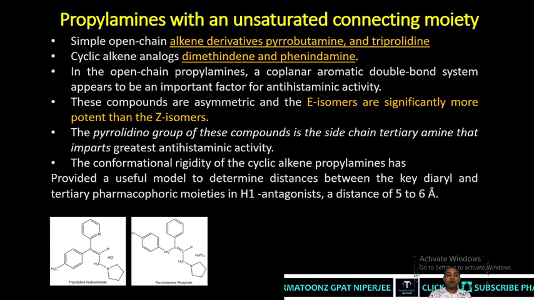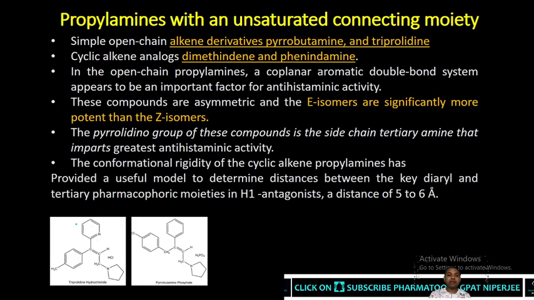So these are very simple structures. If you remember the structure of pheniramine, then you can draw the structures of chlorpheniramine as well as brompheniramine, as there is only a change at the fourth position of the phenyl ring. Now these are the structures: chlorpheniramine, pheniramine and brompheniramine. Propylamine with a saturated analog: this is a saturated chain attached to the amine group. But in another example, propylamine contains an unsaturated moiety. These are all simple open chain alkene derivatives.